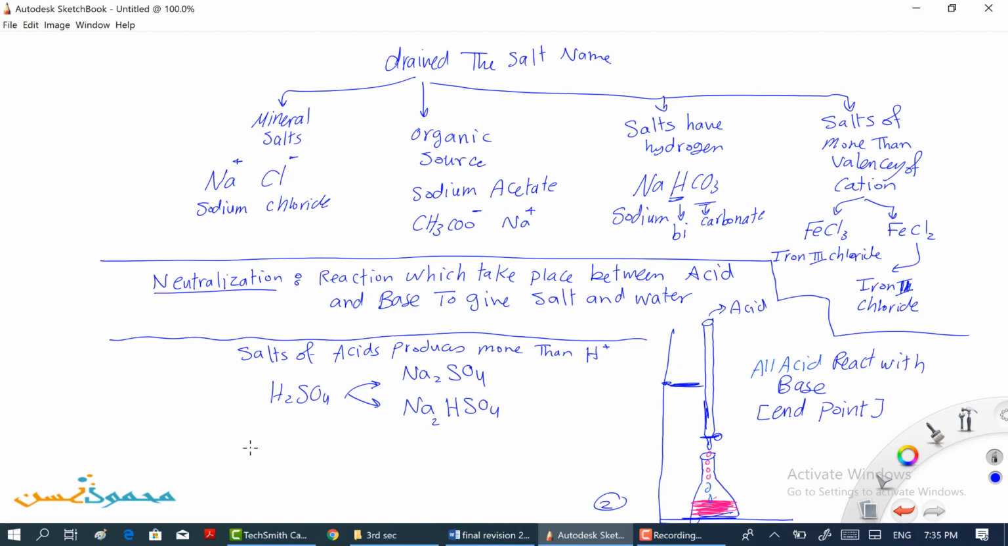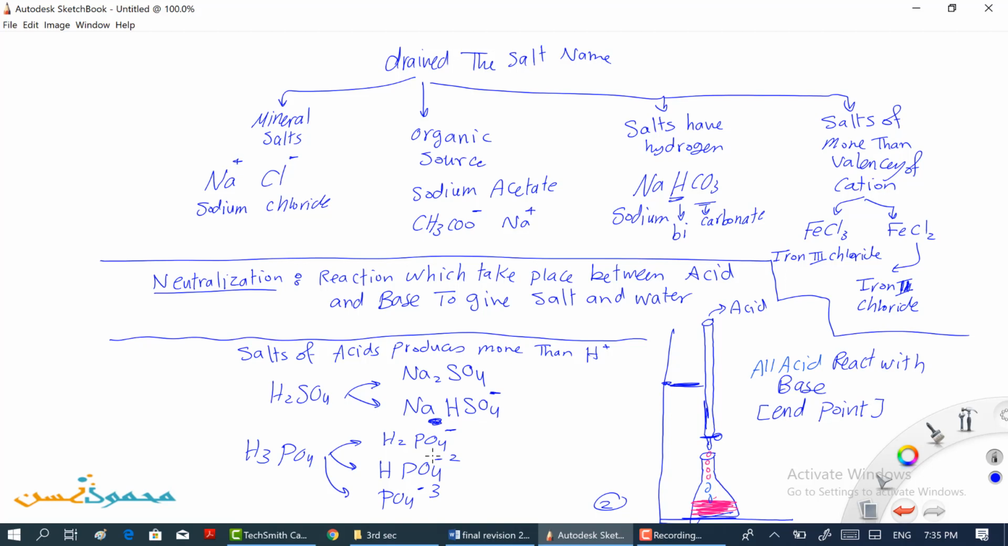Orthophosphoric acid, H3PO4, may give us H2PO4, dihydrogen phosphate, or maybe HPO4, hydrogen phosphate. In this case it's -1, in this case -2, and maybe in this case producing PO4 with -3. Sodium bisulfate is only NaHSO4. According to the salts, we will find they differ according to the hydrogen ion.